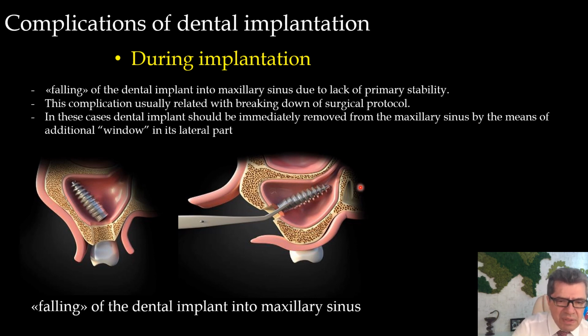But sometimes we have problems with dental implants. This is a dental implantation of the maxilla. In these cases, the implant can migrate into the maxillary sinus due to lack of primary stability. This complication is usually related to a breach of the surgical protocol. In this case, the dental implant should be immediately removed from the maxillary sinus by means of an additional window in its lateral part.